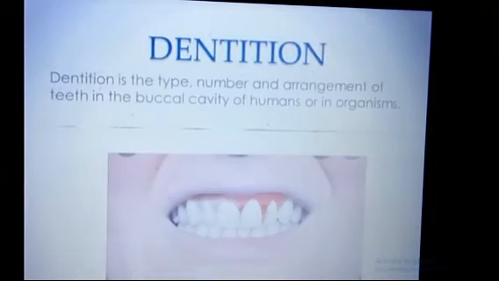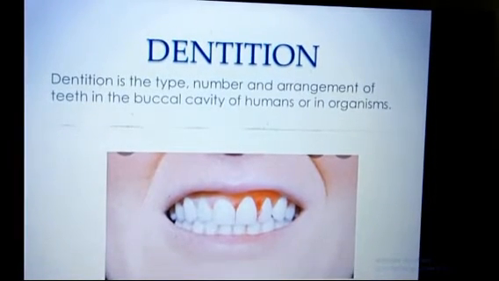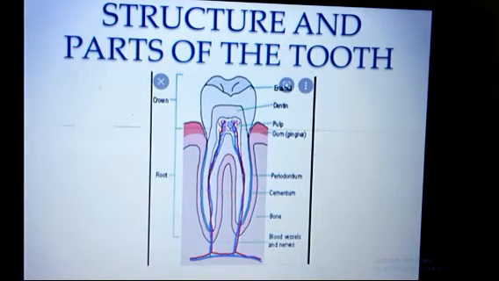When we want to look at what dentition is, dentition is defined as the type, the number, and arrangement of teeth in the buccal cavity of humans or in organisms. So you can see beneath the picture there depicting dentition. So we move on to look at the structure and parts of the tooth.